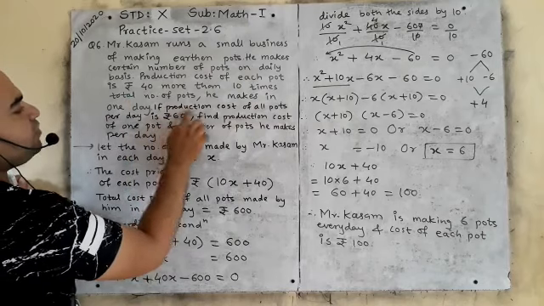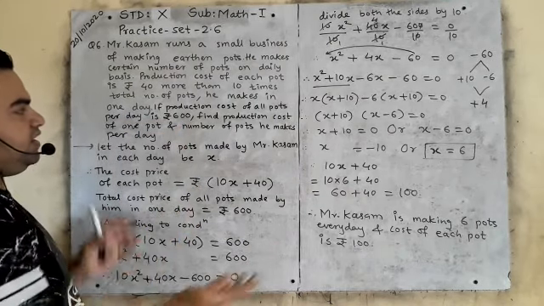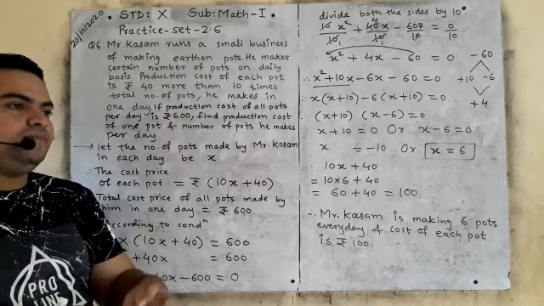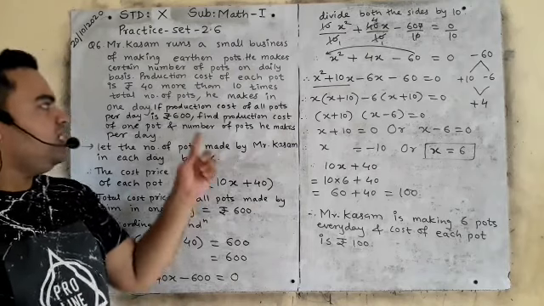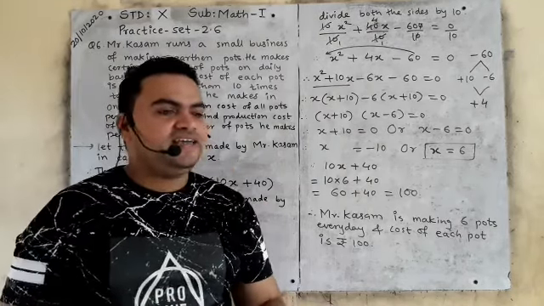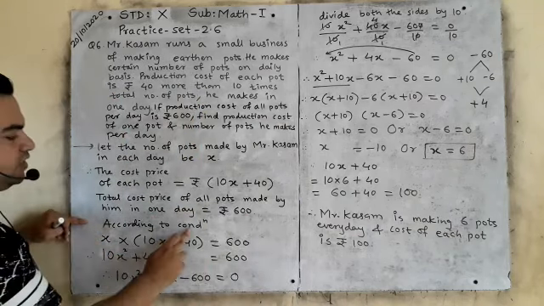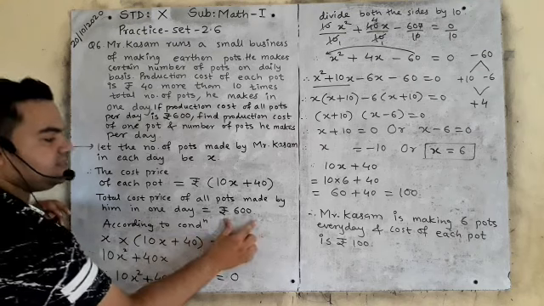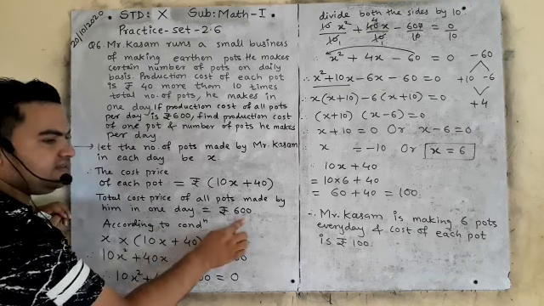Okay. If the production cost of all pots per day is 600, all together, the production cost of all pots per day is rupees 600. That means the cost of all the pots he makes in a day is what he earns in a day. How much rupees does Mr. Kasam earn? 600 rupees per day. Every day he makes 600 rupees. So according to the condition, the total cost price of all pots made by him in one day is rupees 600.